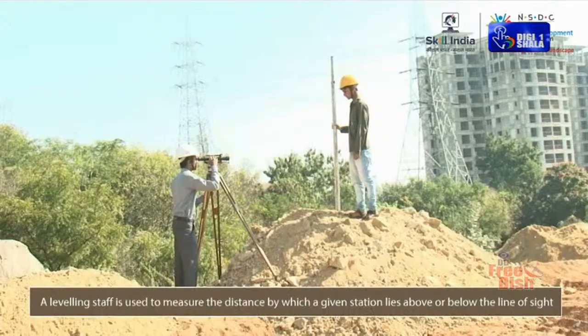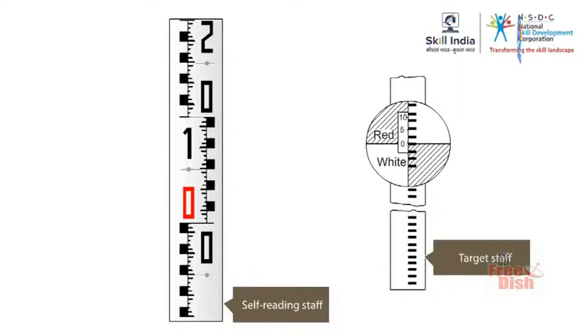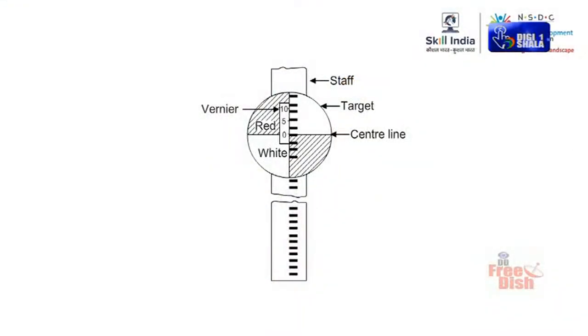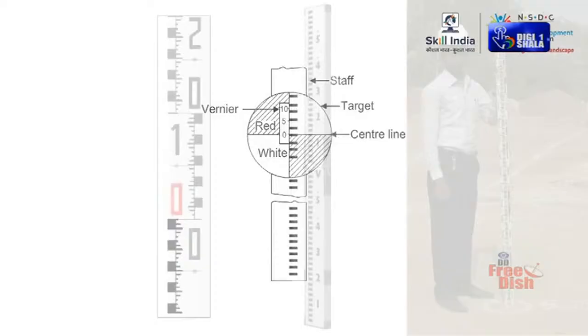A leveling staff is used to measure the distance by which a given station lies above or below the line of sight. Basically, there are two types of staffs: a self-reading staff and the target staff. The readings of the self-reading staff can be read by the person using the leveling instrument, while the readings of the target staff must be taken by the person holding the staff.